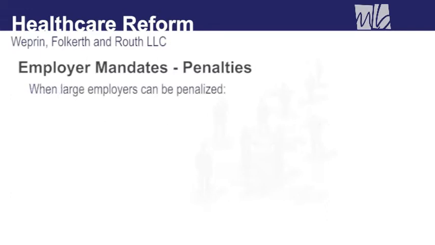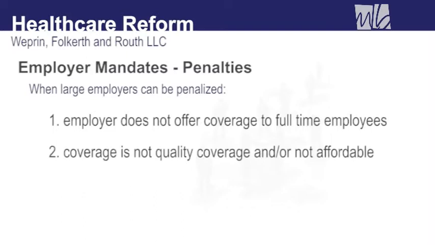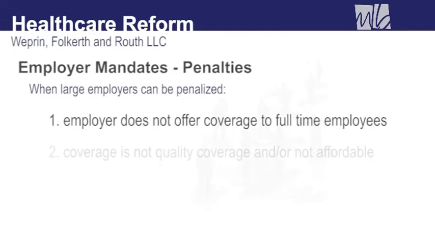There are two ways the large employer can be penalized. First, there is a penalty if the employer does not offer coverage to full-time employees. Second, the employer does offer coverage to full-time employees, but 1, the coverage is not quality coverage, and/or 2, the coverage is not affordable. The first penalty scenario is the employer with more than 50 full-time employees does not offer any coverage.